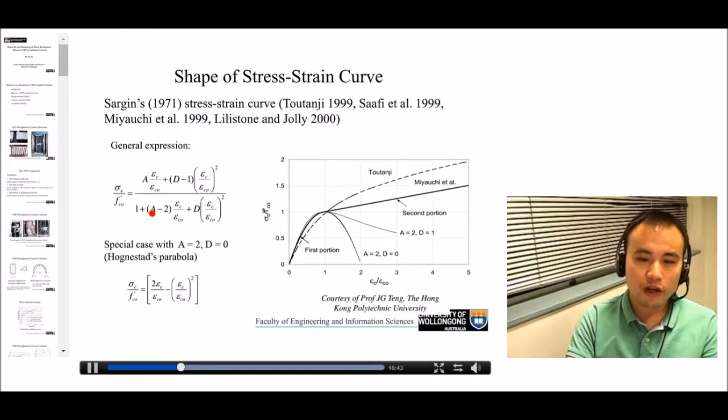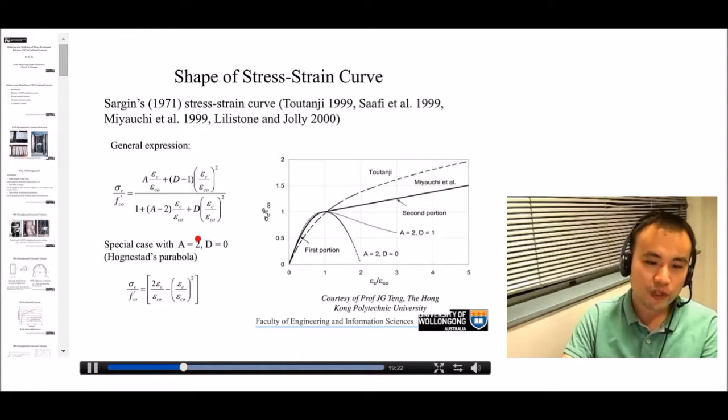Now let's first look at the first thing, which is the form of expressions. The form of expressions should represent the shape of the curve. And this equation, which was initially proposed by Sargin in the 1970s, has been widely used by a number of researchers in their design-oriented models. This is a two-parameter equation. It looks complicated, but if you choose wisely the values for A and B, you can end up with a bilinear curve, which is similar to what we get from the test. So this is one type of equation we have been using.